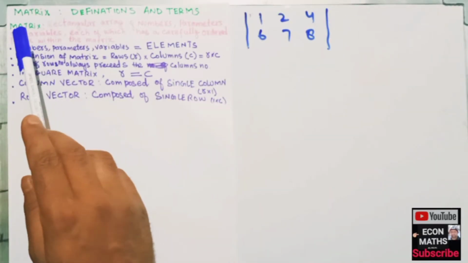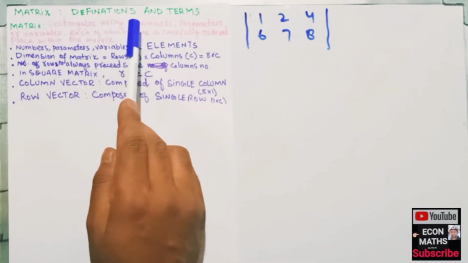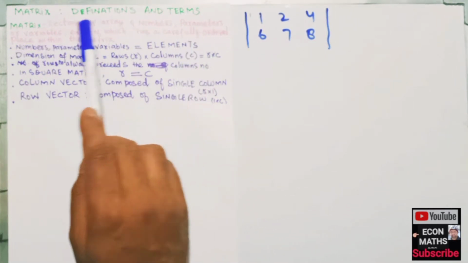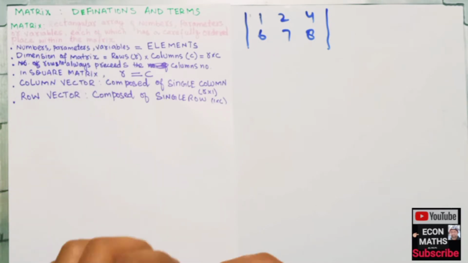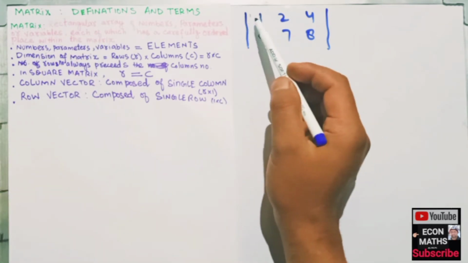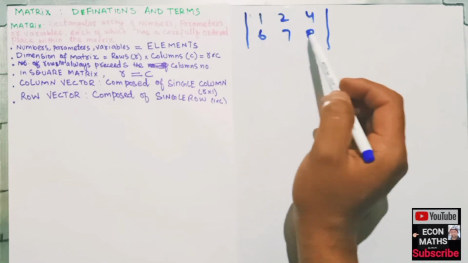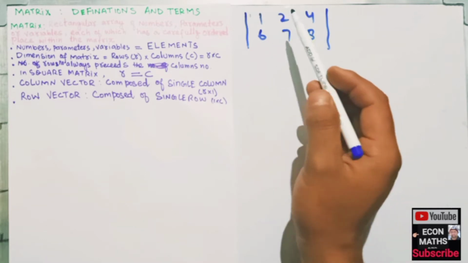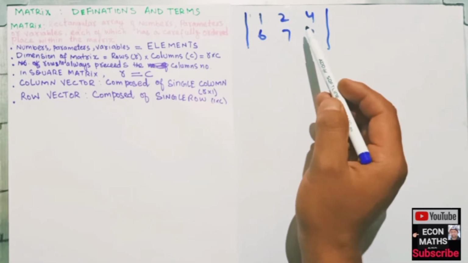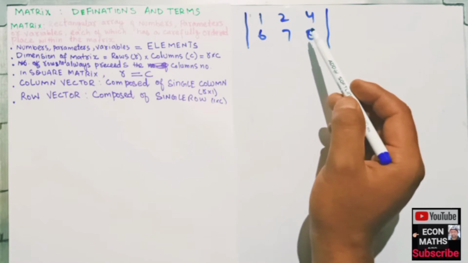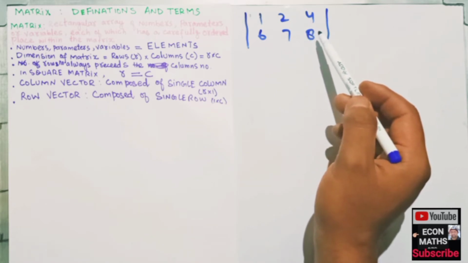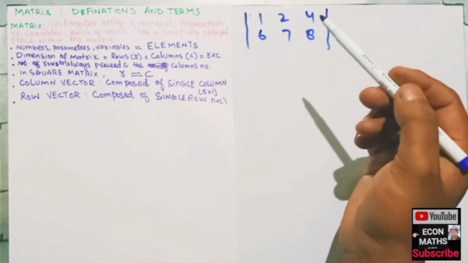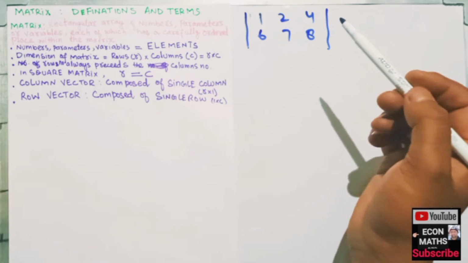Now, a matrix is a rectangular array of numbers, parameters, or variables, each of which has a carefully ordered place within the matrix. That is to say, if I have this arrangement of numbers, this array of numbers, here I have taken the numbers. Every number has a carefully ordered place within the matrix. So this is not a randomization. Every element has a carefully ordered place within the matrix.